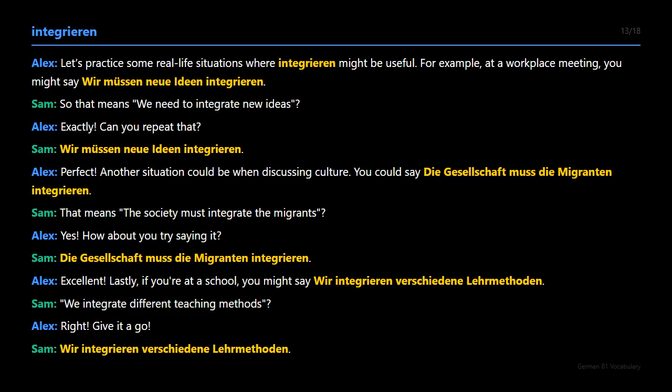Perfect. Another situation could be when discussing culture. You could say, Die Gesellschaft muss die Migranten integrieren. That means the society must integrate the migrants. Yes. How about you try saying it? Die Gesellschaft muss die Migranten integrieren.